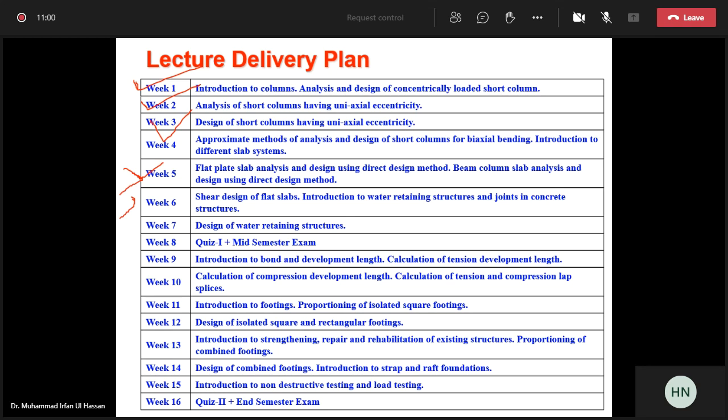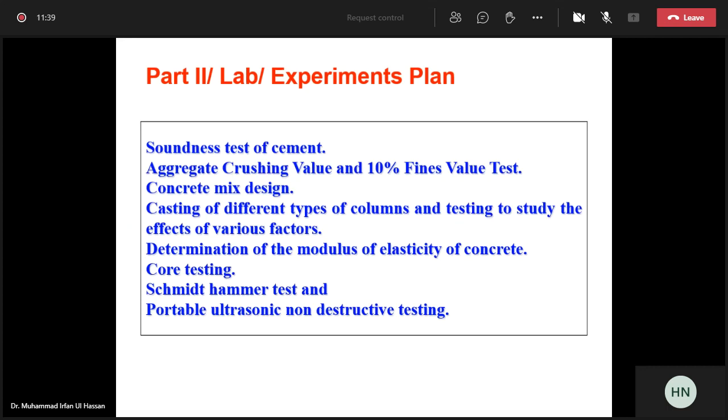And some topics are part of the lab, which are the introduction to the strengthening, repairing, and rehabilitation of the structures. These are linked to the laboratory class. Then the introduction to the non-destructive testing and load testing. So although these are the theoretical topics, we cover these topics in the laboratory class. So in this way, these are the different theoretical contents of the course.